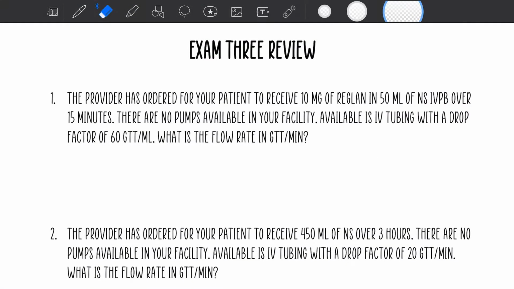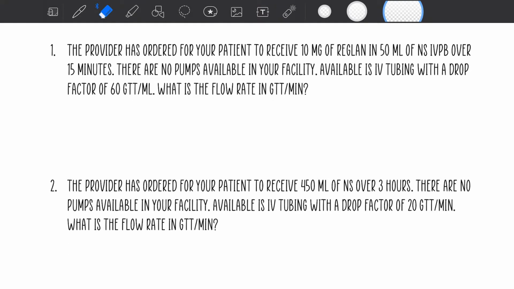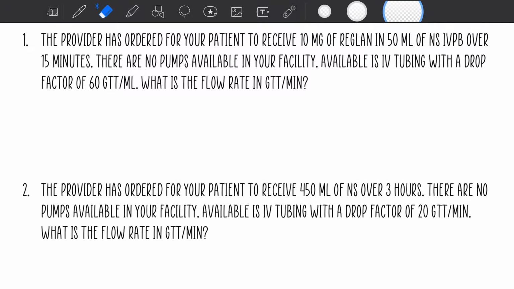All right, guys, so this is our exam 3 review that's going to cover the main concepts from everything from class this week. So let's start here with problem number 1, looking at our infusions that are going to be given by gravity. So our provider has ordered for our patient to receive 10 milligrams of Reglan and 50 milliliters of normal saline IV piggyback over the next 15 minutes.